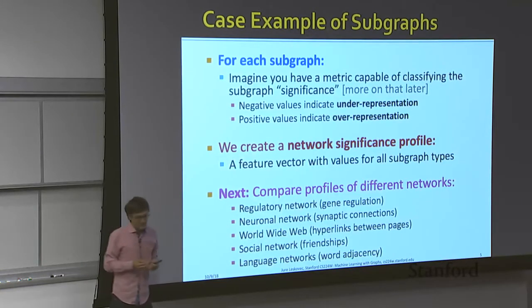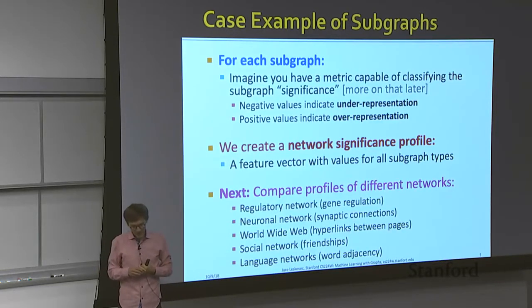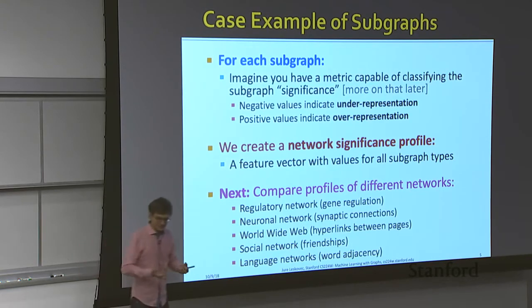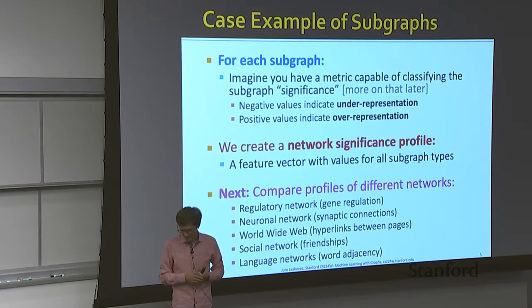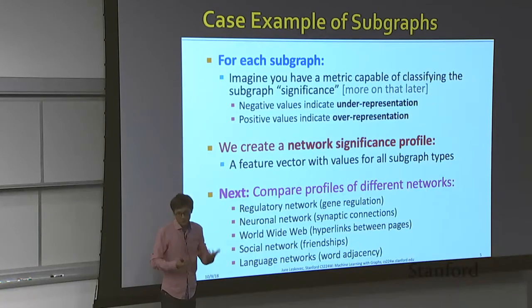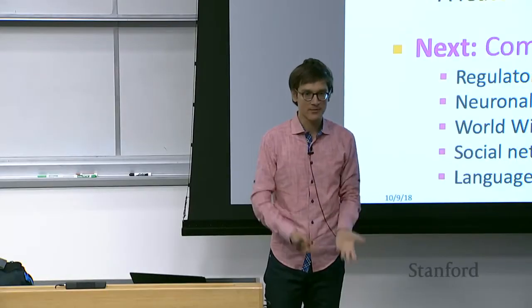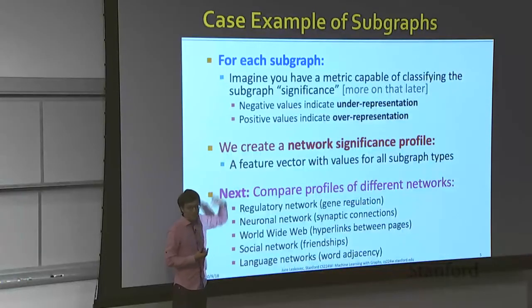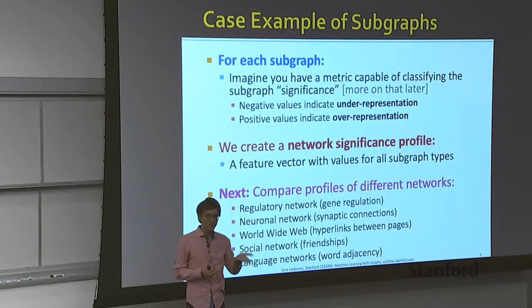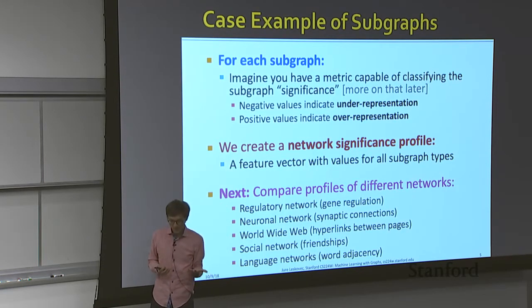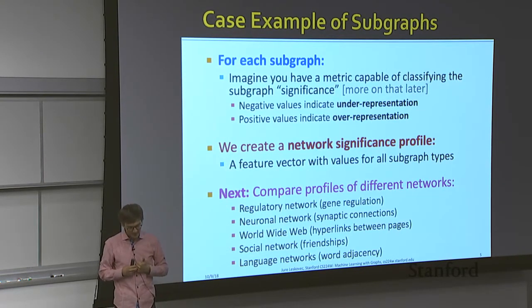We will take, for each of these subgraphs, imagine you have some kind of metric capable of telling us whether the frequency or occurrence of that subgraph in the network is significant. And we will have these two notions of significance. The significance value can be positive or negative. The way we will interpret these values is that a negative value means this particular pattern is underrepresented, and a positive value means this particular pattern is overrepresented in a network, right?